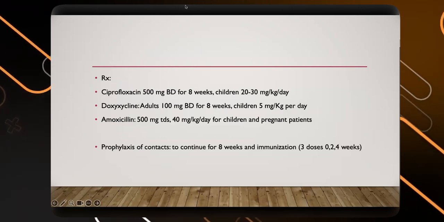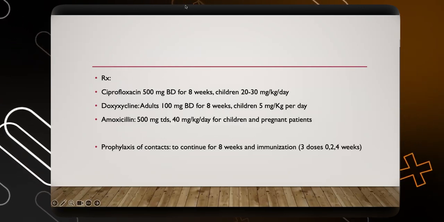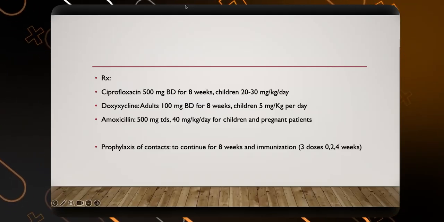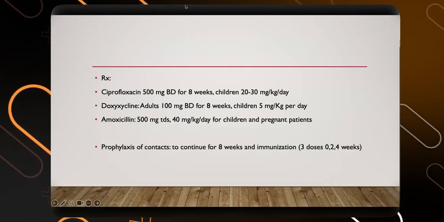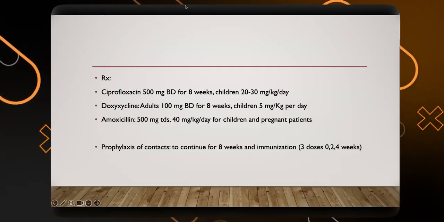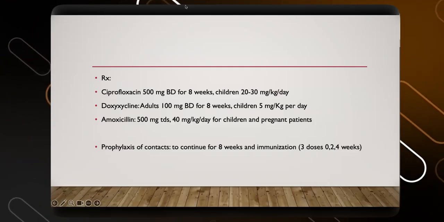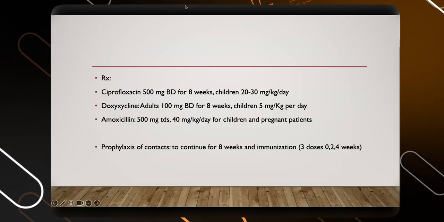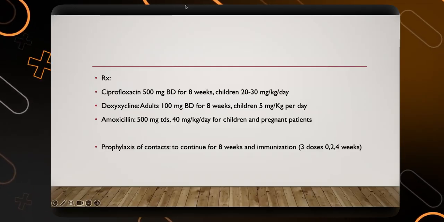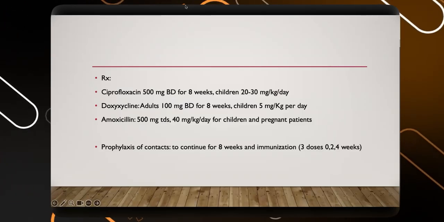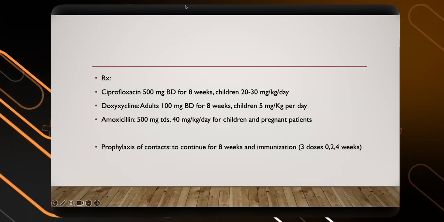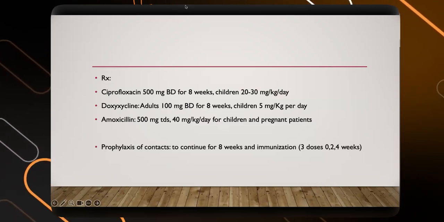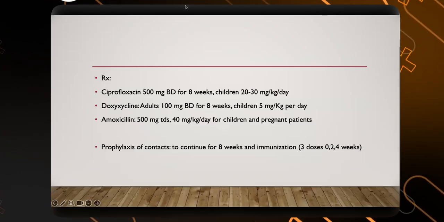The treatment is typically antibiotics in the form of ciprofloxacin, 500 mg BD for 8 weeks. In children, it's 20 to 30 milligram per kilo per day. Or doxycycline, in adults 100 milligrams for a duration of 8 weeks, in children 5 milligram per kilo per day, and amoxicillin 500 milligram TDS in adults, and in children it's 40 milligram per kilo per day for children and pregnant patients. And prophylaxis of contacts to continue for 8 weeks, and immunization, typically 3 doses at 0, 2, and 4 weeks.